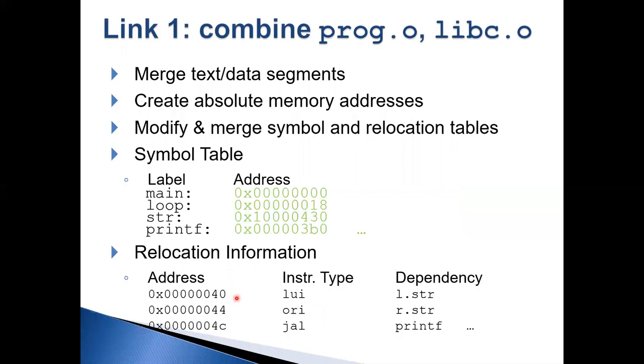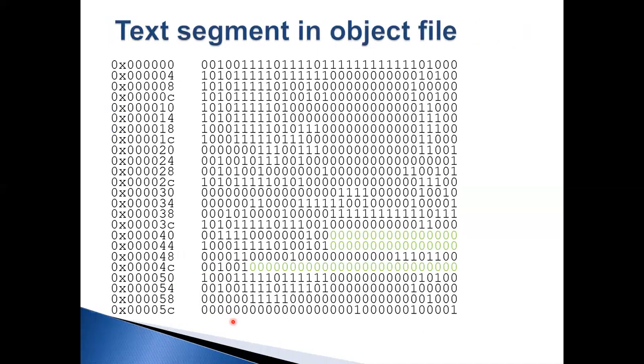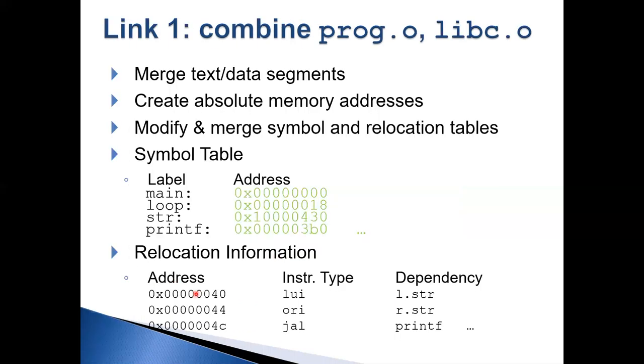So remember, 0x0040044C, right? These are the addresses of the instructions that I need to update. Okay. So these are from the relocation table. And what to update? I need to update the left side of the string address, which means the first four hexadecimal digits or first 16 bits. For this instruction, I need to update the right 16 bits, which is 0430. Okay? And then the address of printf, which is here.